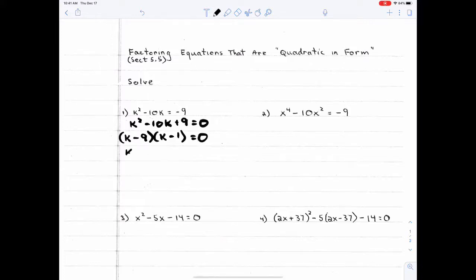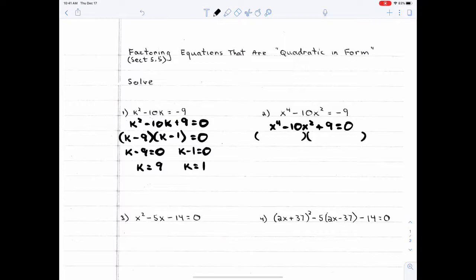And then k minus 9 equals 0. I've said you can skip this step. There is a reason why I'm writing it, though. And then k equals 9 and k equals 1. Fine. Okay, so how about number 2 here? Same thing. Set it equal to 0. Factor. So it's a trinomial, so we look at the first term, last term, check with the middle.